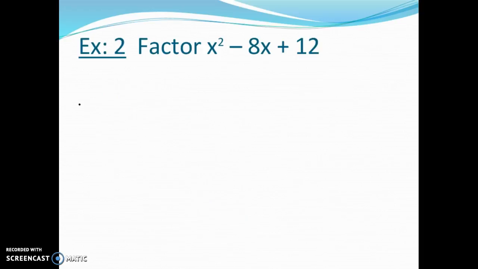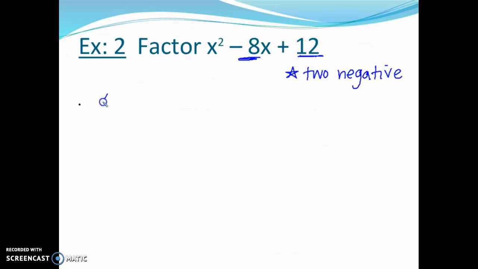For the next example, same thing, I'm still going to multiply to my C, which in this case is 12, and add to B, but now my B is a negative 8. So in order to add to a negative 8, I either have to have two negative numbers, or I have to have a small positive number, and then my negative number be bigger, right? Well, in order to multiply to a positive, I need to have two positives or two negatives. So in order to multiply to a positive but add to a negative, it automatically means I have to have two negative numbers. Right? That's the only way that I'm going to get two numbers to multiply to a positive but add to a negative. So that's just something to keep in mind.